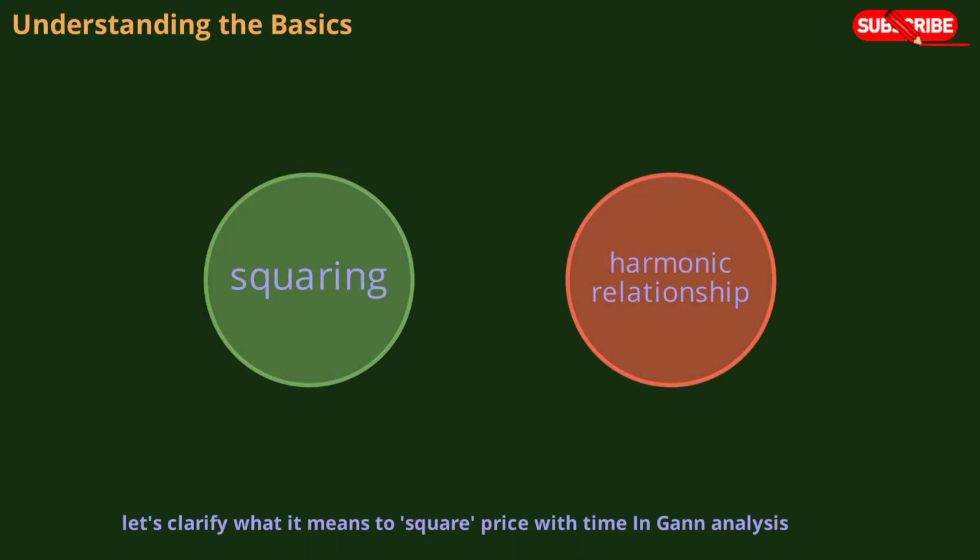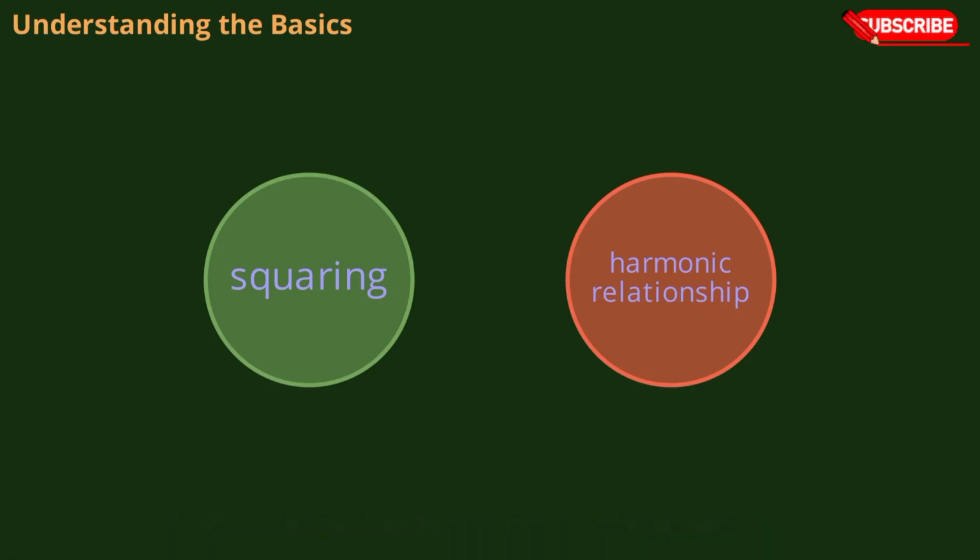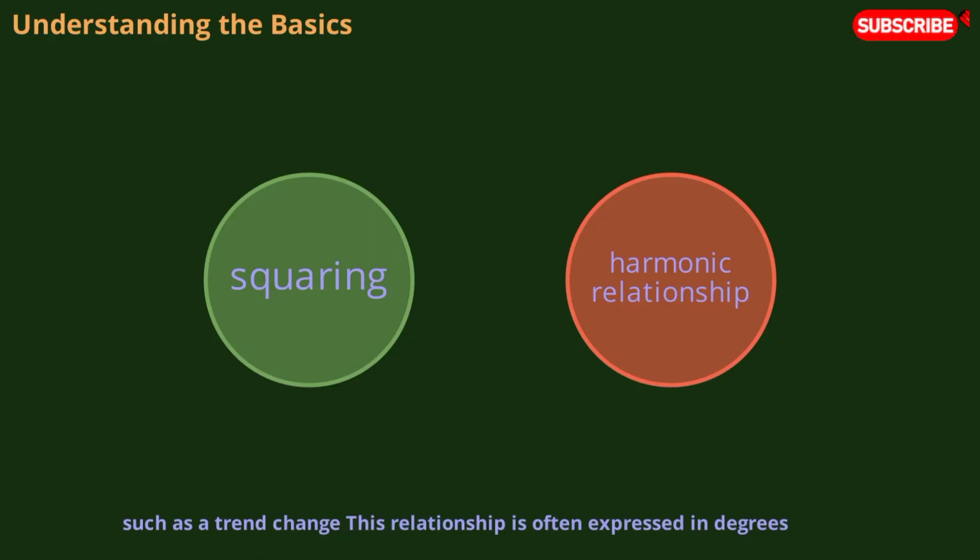In Gann analysis, squaring refers to finding a harmonic relationship between the price level and the time elapsed since a significant market event, such as a trend change. This relationship is often expressed in degrees, using tools like the Square of Nine calculator or conversion tables. By identifying these harmonics, traders can anticipate potential reversal points or continuation signals, giving them an edge in timing their trades.